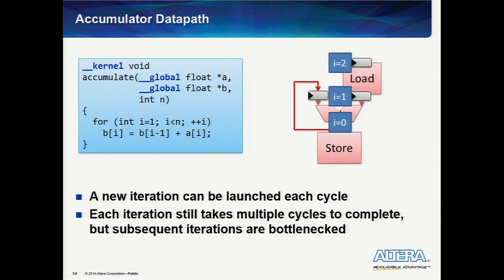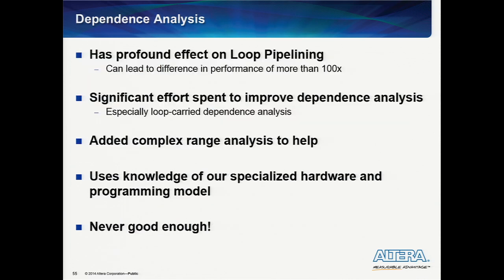So what's going to hurt loop pipelining the most? And the answer is memory dependencies. We've had to spend a lot of effort improving dependence analysis, especially loop carry dependence analysis. I can't overstate how much this affects performance. Like I have it on the slides that this can lead to more than 100x, and that's conservative. Our load stores to external memory take a really long time to execute. Going to DDR is slow.